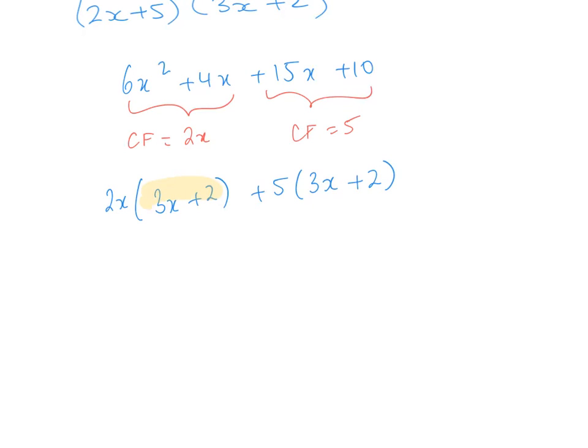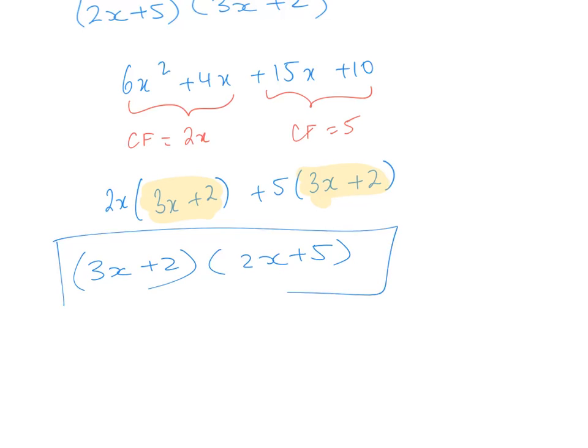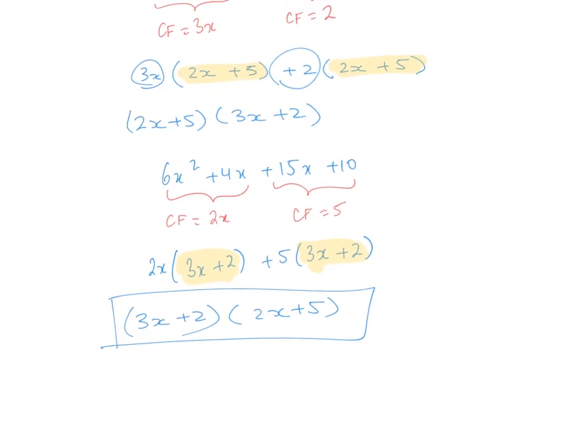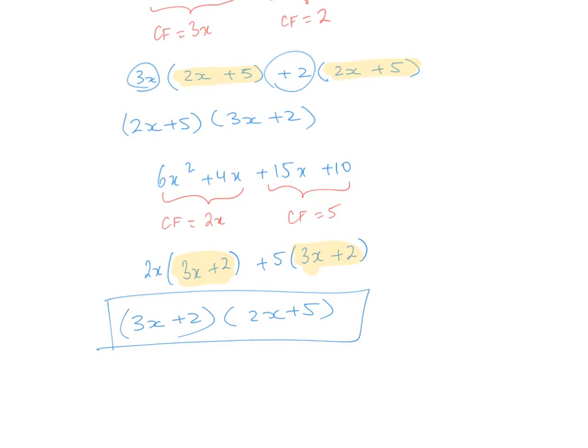Over here again, I have the same factors, so I can now take that outside. So 3x plus 2, and I'm left with 2x plus 5. And that is the exact same factors as we found over here. Because it's multiplication, order doesn't matter. I could have 2x plus 5 first, or I could have it at the end.